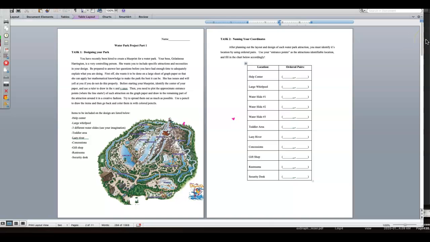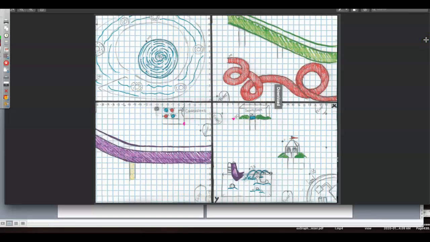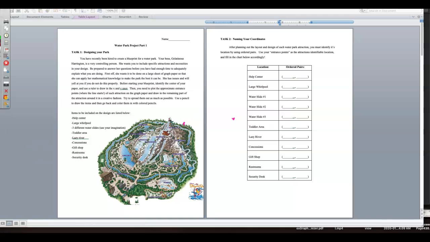So for example, let's do the security desk since I already have that one highlighted. For the security desk, the coordinate point would be 4, -3. So I'd go back to here and I'd write that down where it says security desk, which is 4, -3. Remember that your ordered pair is always x, y, and your x's are horizontal and your y's are up and down. So that would be your task 2. Again, take a picture of that and submit it onto Google Classroom under the task 2 assignment.